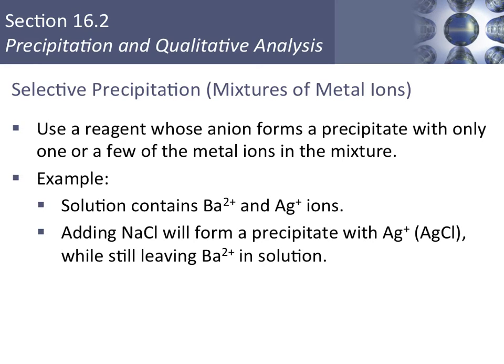Now let's talk about selective precipitation. If you have a mixture of metal ions in solution, you can often separate them using selective precipitation. You use a reagent or a reactant that has an anion that forms a precipitate with a specific metal ion in the mixture. For example, say you had a solution that contained barium ions and silver ions. If you added sodium chloride, you'd get a silver chloride precipitate, but not a barium chloride precipitate. The barium would stay in solution. And so this is how you could separate silver ions from barium ions, by adding sodium chloride.